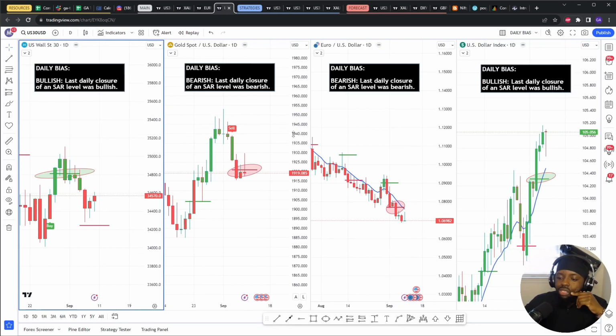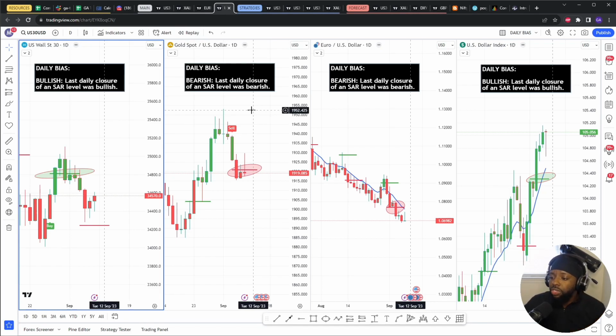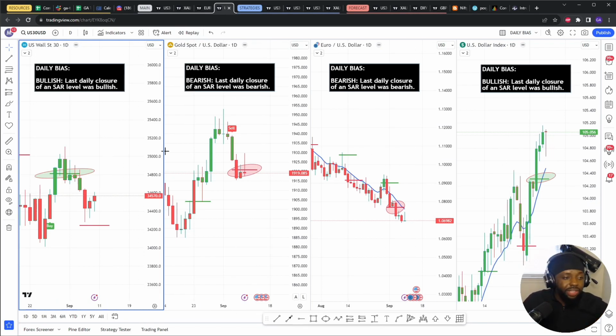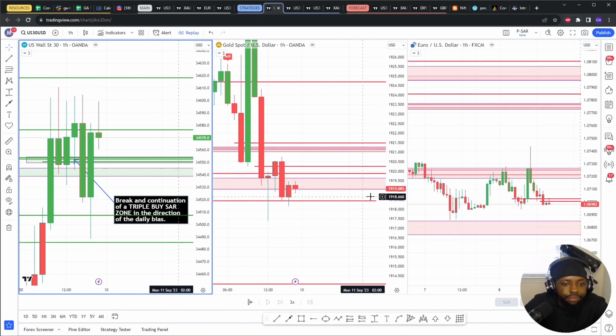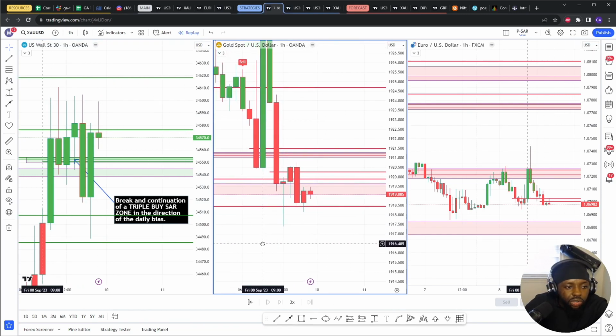So what else do you see here? Okay, I was going to go over the other entry now. We have the break and continuation. Now the other entry is the test and rejection. Let me see if I can see a test and rejection of an SAR. Test and rejection is the opposite.